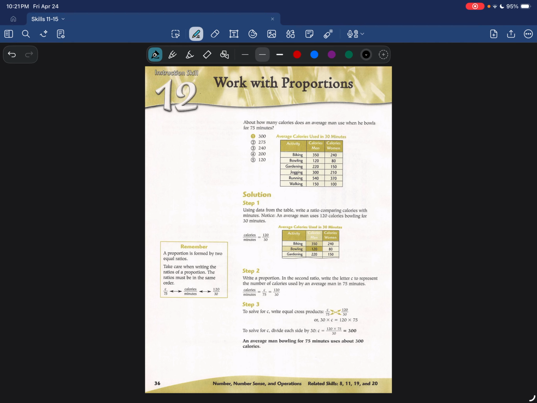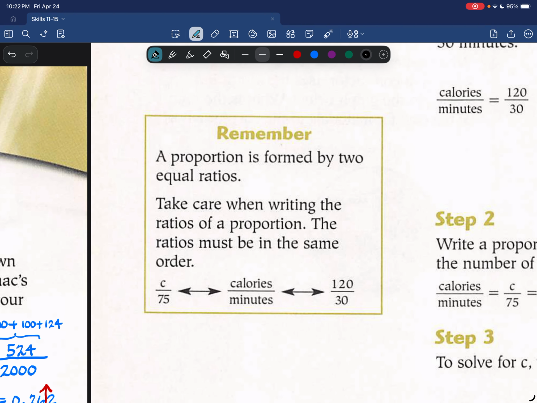Instruction skill 12 is working with proportions. If I could only teach you one math skill in the world, only one, it would be this one. To me, this is one of the most useful math tools that you will ever see. And I want to start with this box.